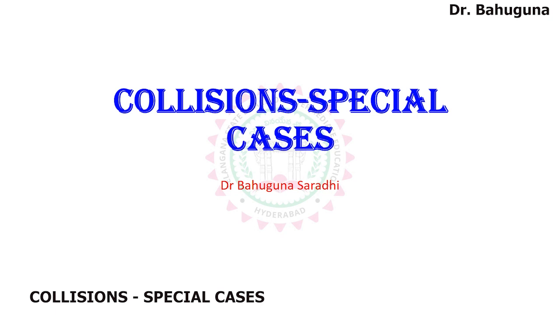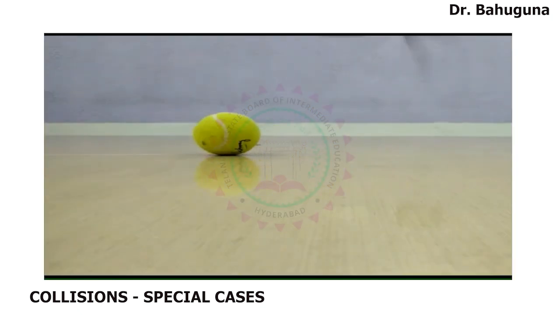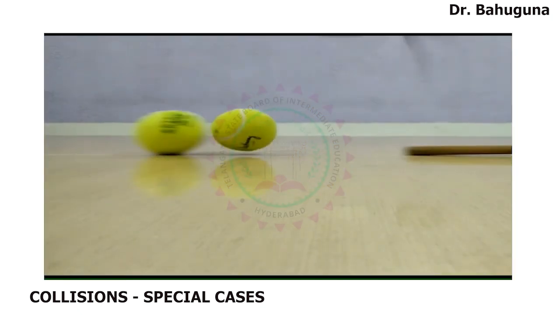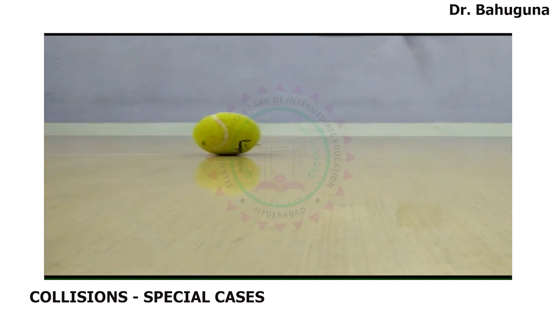We are going to discuss the special cases in elastic collisions. We already derived the final velocity in one-dimensional elastic collisions, the equations for V1 and V2 given here. When the two bodies have equal masses and hit, they exchange their velocities. If we take this as an ideal elastic collision, if masses are the same, then they exchange their velocities.